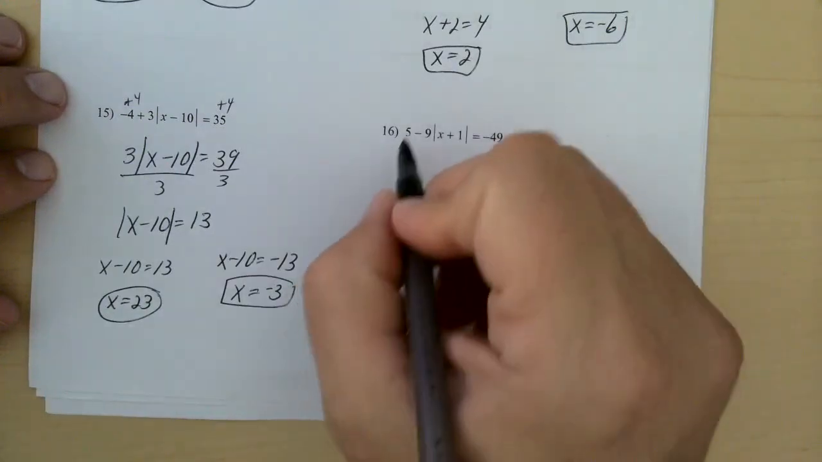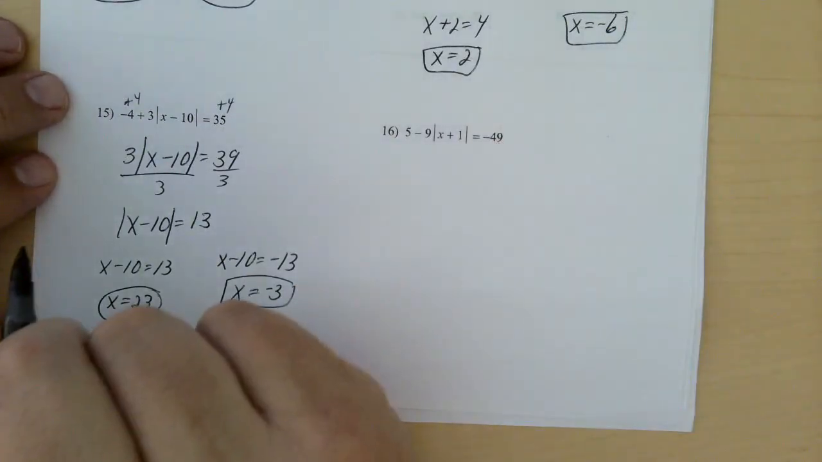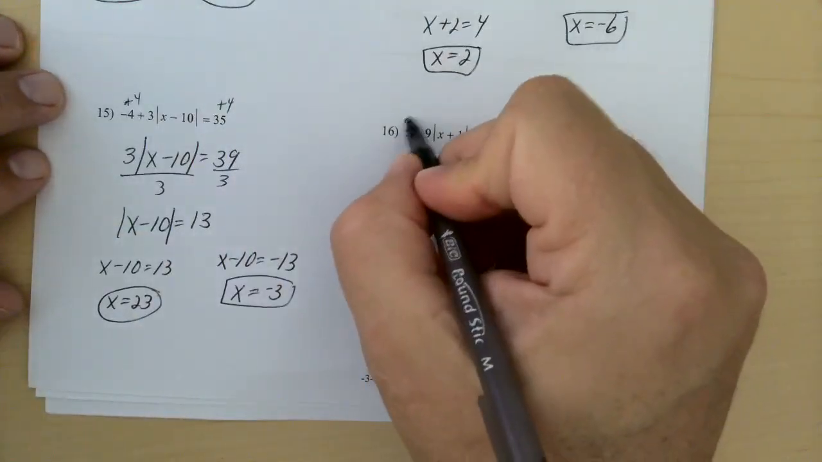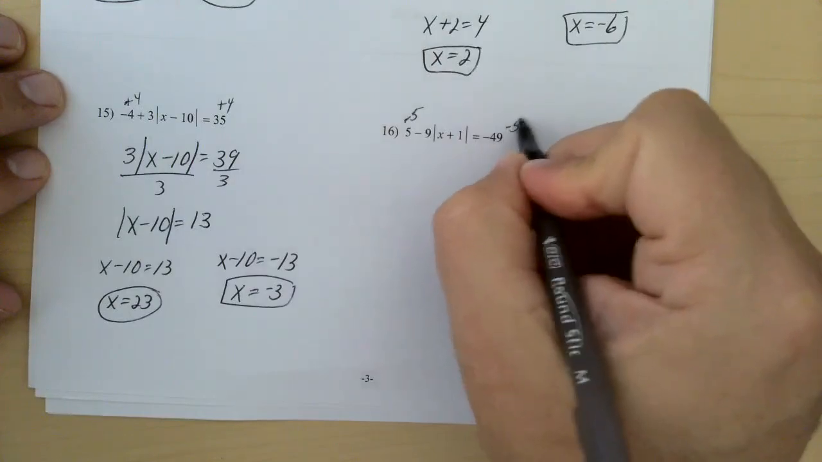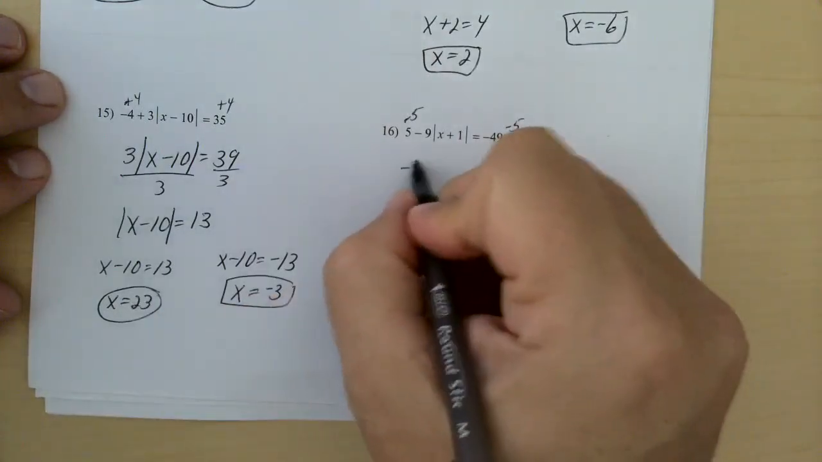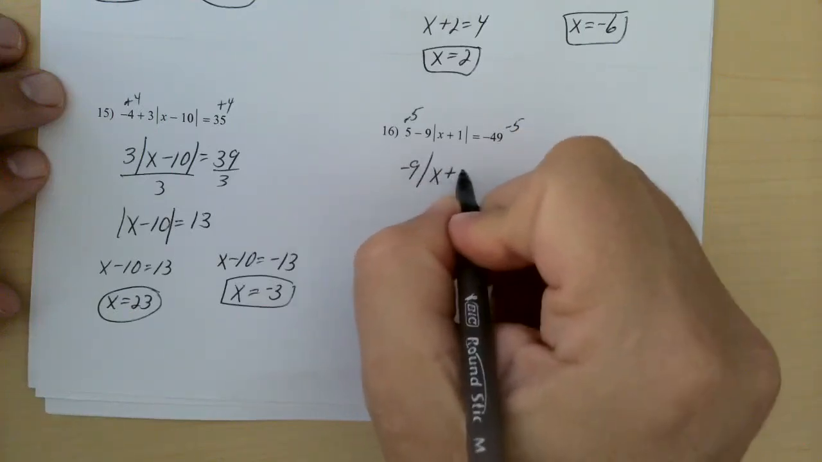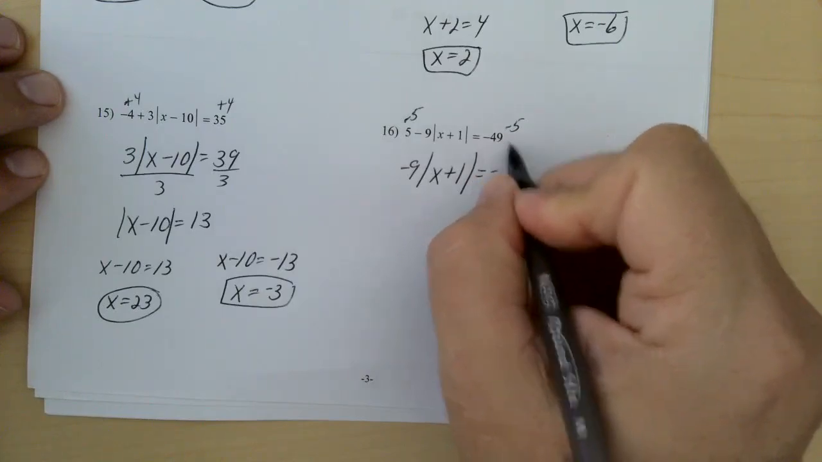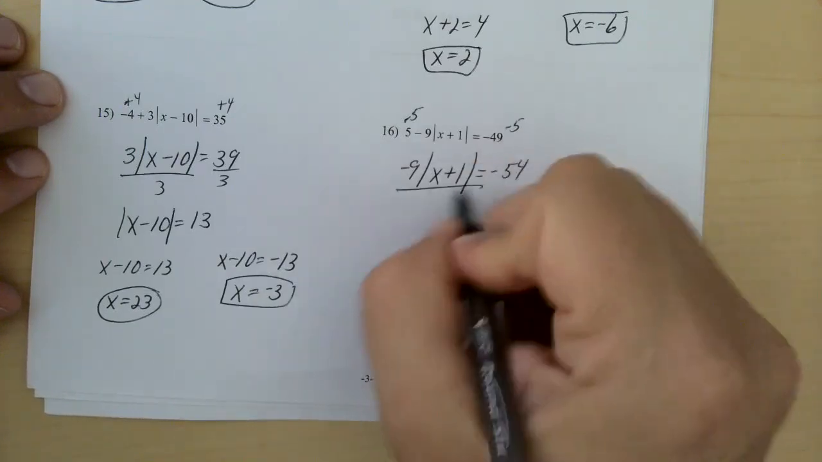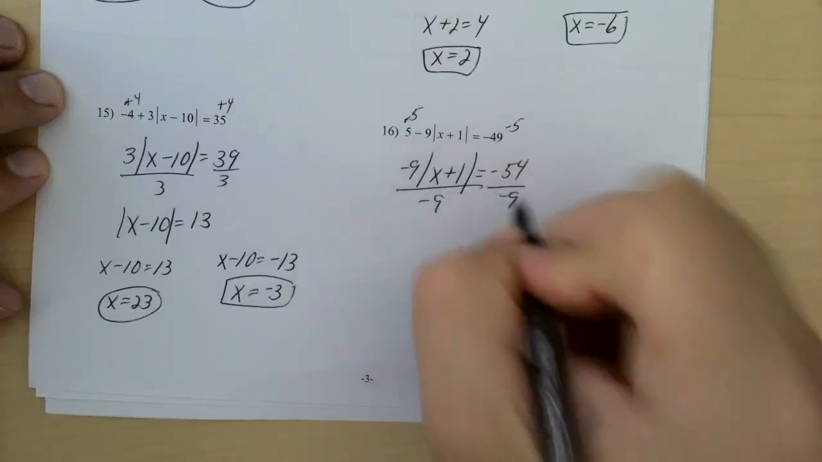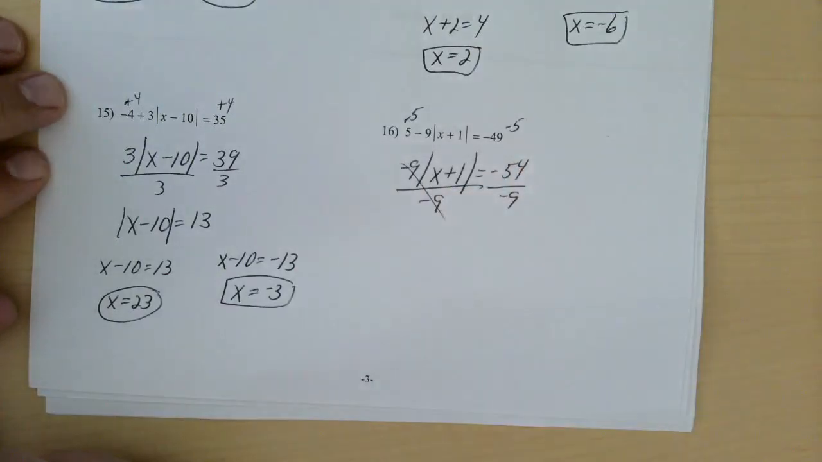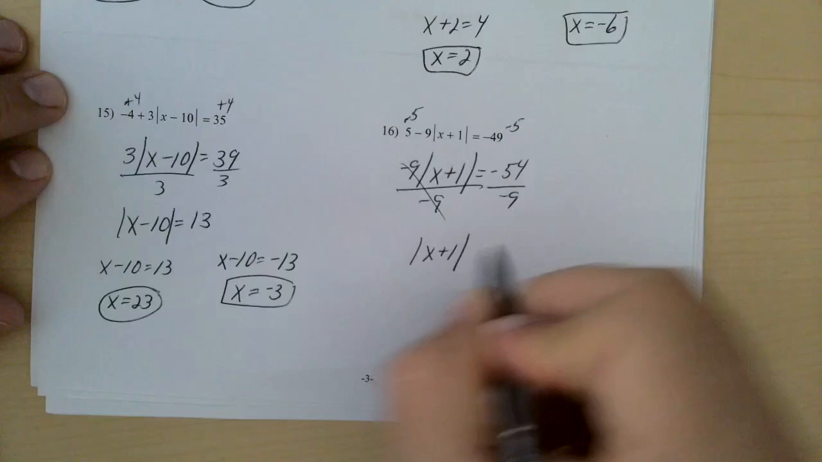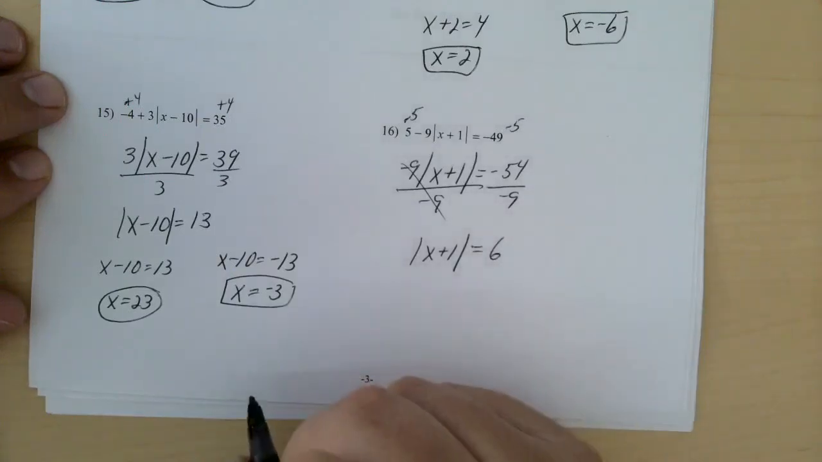Okay? For this problem, you may think there's not going to be an answer, because right now it's equal to -49, but watch how this changes. I'm going to subtract my 5. So I have -9 times absolute value of x plus 1 equals negative, and that's going to be a 54. But then I must divide by -9. Okay, that is what's going to wipe out the -9 that's in front. It's the absolute value of x plus 1 equals a nice 6.